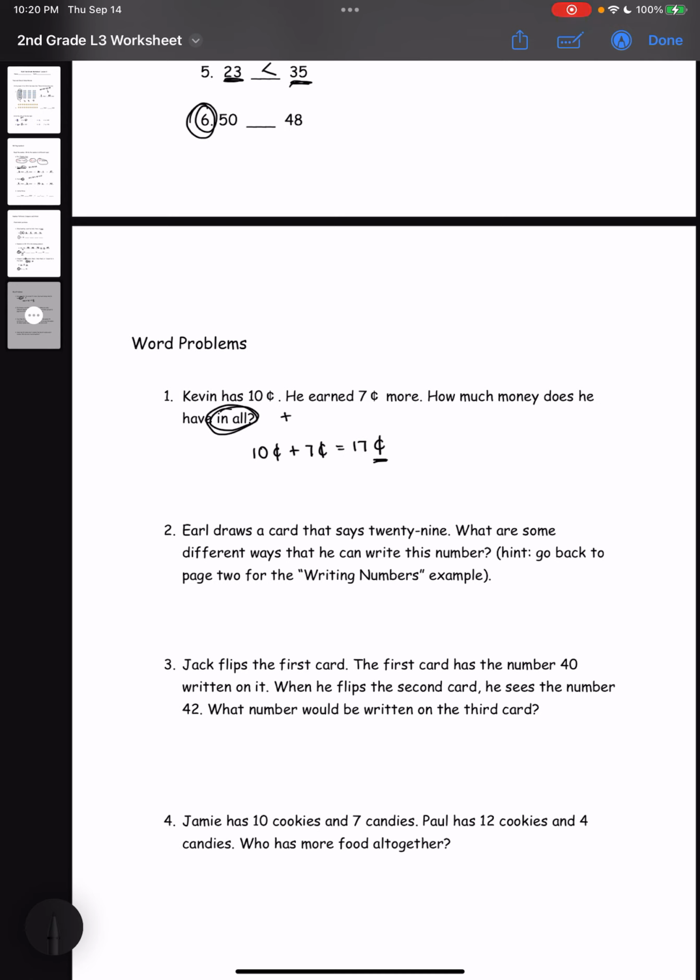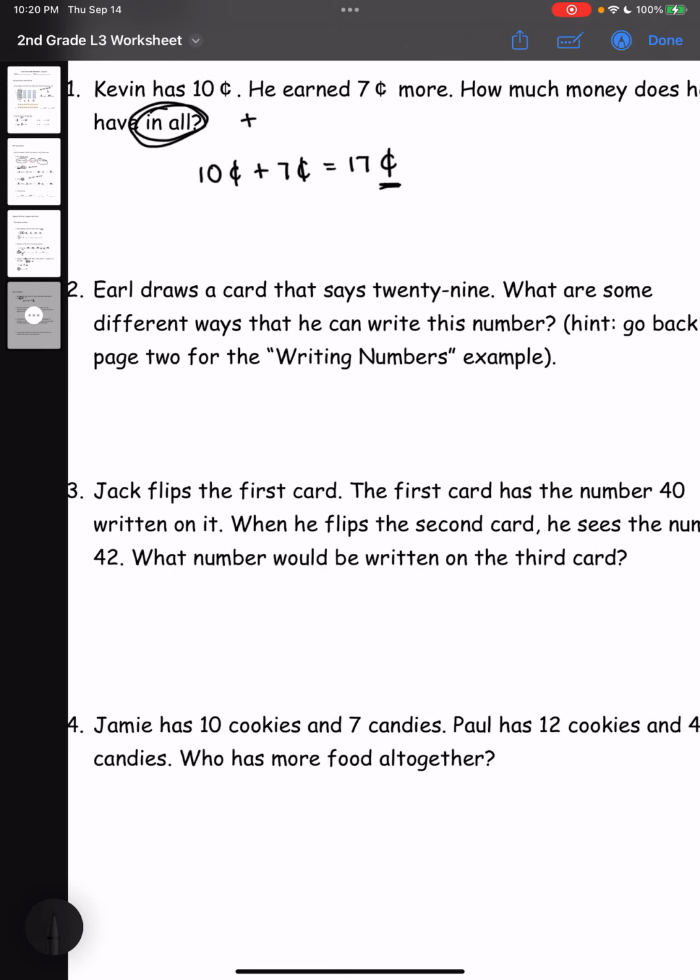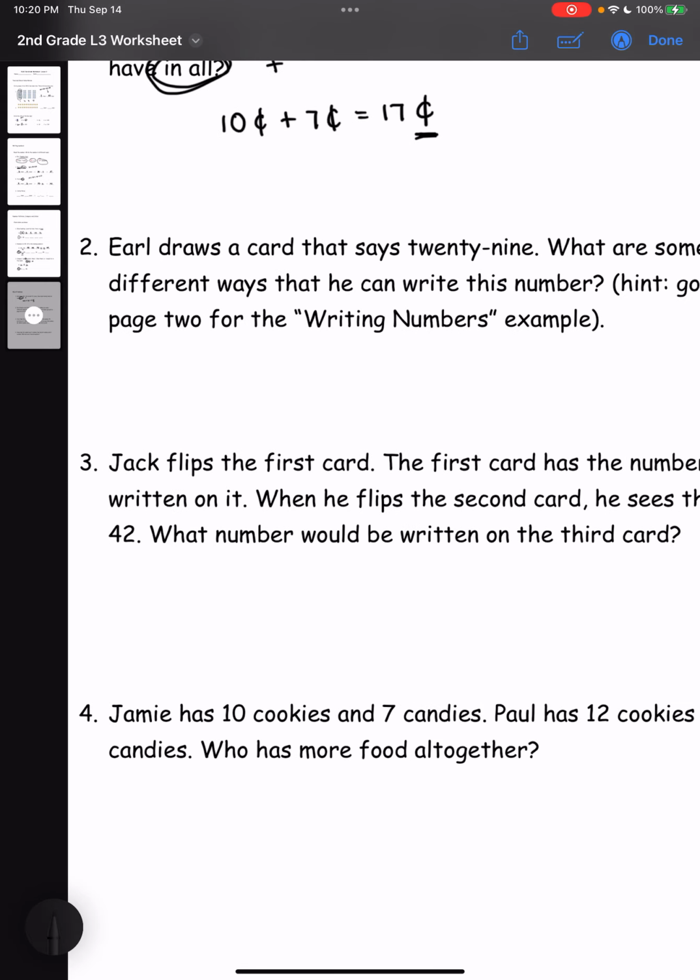Number 2. Earl draws a card that says 29. What are some different ways that he can write this number? Hint, go back to page 2 for the writing numbers example. So, card says 29, right? One way we could write it is the tens and ones form. So how many tens are in 29? Well, 20 is 2 tens, right? So 2 tens. Now how many ones? 9 ones, right? 9 ones.